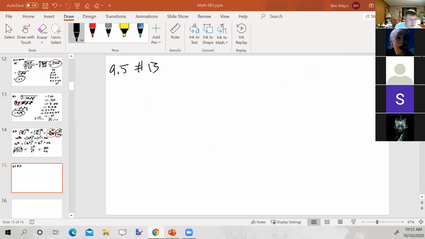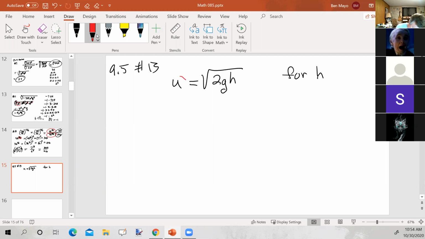It says, solve the equation for the indicated variable. It says u equals the square root of 2gh, and we are to solve for h. On the right side of the equation, we have an isolated radical. There's no other terms over there. H is locked up inside of that radical. It's a square root, so we're going to start off by squaring both sides of the equation. That will give us u squared equals 2gh.